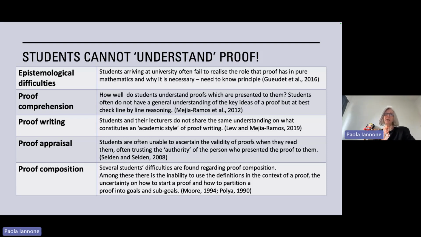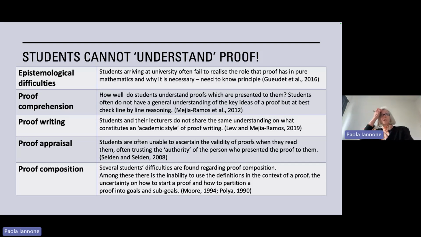There are issues with proofwriting. Students and lecturers don't share the same ideas of what it means to write in an academic style of proofwriting. There is some really interesting research by Lew and Mejia-Ramos about this, where lecturers and students were presented with badly written proofs, and the result is that they didn't comment on the same things. Lecturers expected something quite different from what the students did.